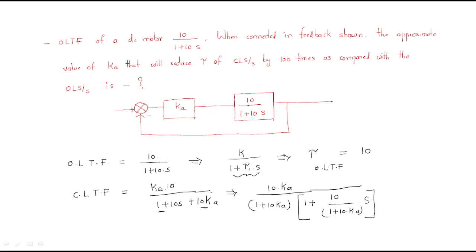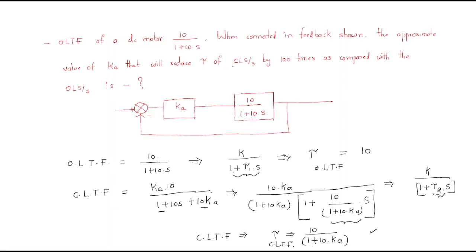Why am I doing it like this? I need to write the transfer function in the form K by 1 plus tau into S. So from this we can write, this is transfer function 2. For the closed loop transfer function, this is tau 2, and the tau value is equal to 10 by 1 plus 10 into Ka. So this is the closed loop transfer function, and I will compare it with K by 1 plus tau 2 into S. Yes, this is the tau 2 value. Tau 2 is nothing but the closed loop time constant.